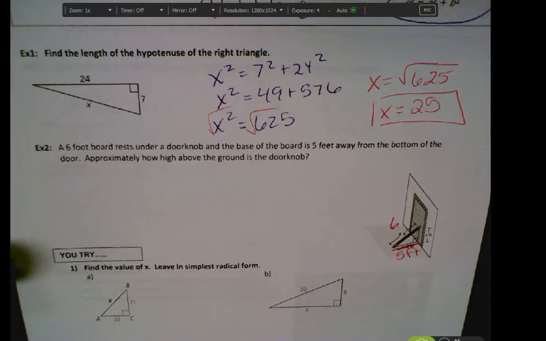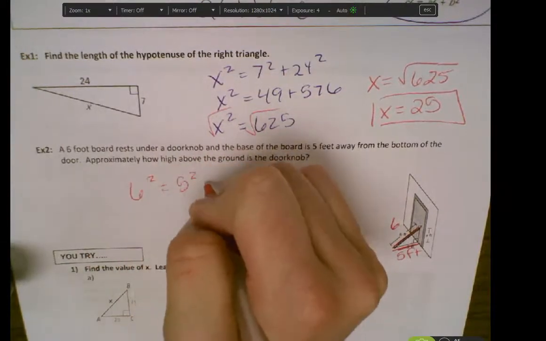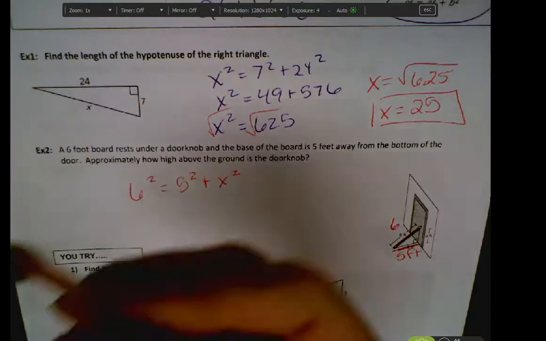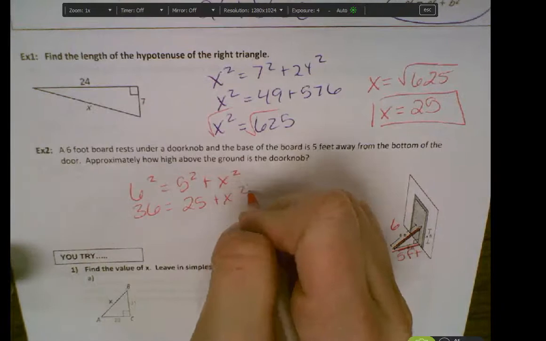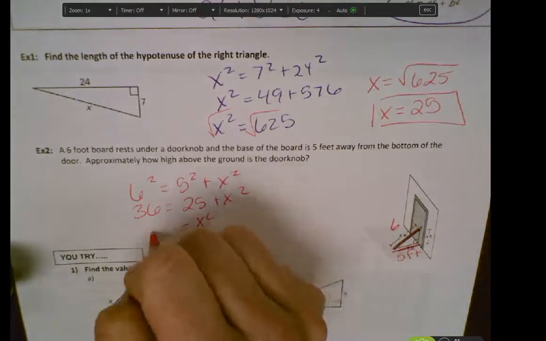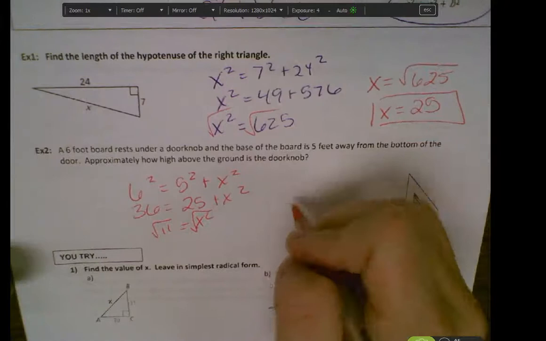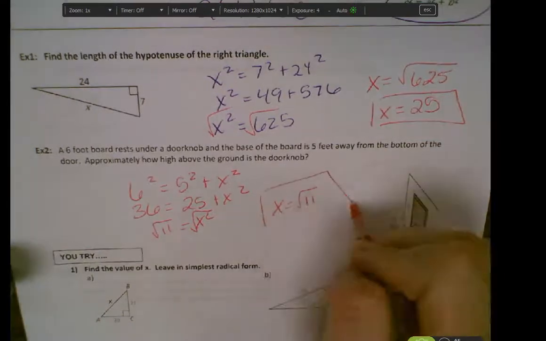Again, we look for our hypotenuse, which is 6 squared equals 5 squared, which is one of the legs, plus the square of the other leg. And we use our algebra skills to determine what x is. So x squared is equal to 11, so x is the square root of 11. Eleven is a prime, so we know we are done.